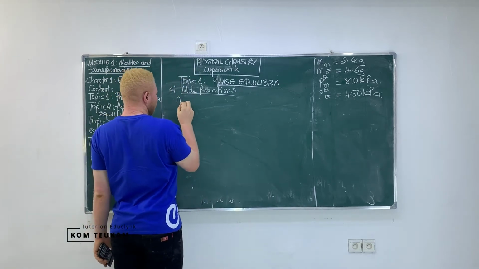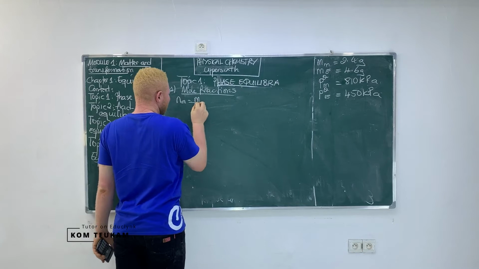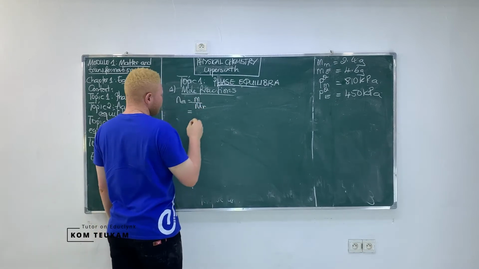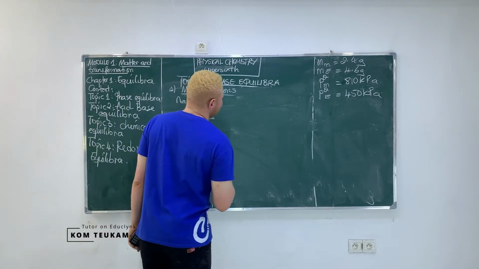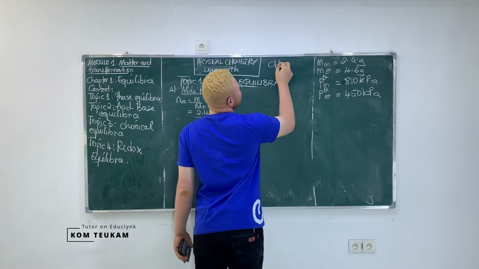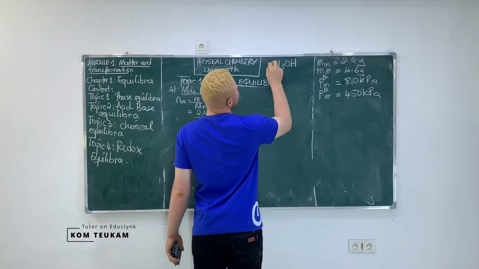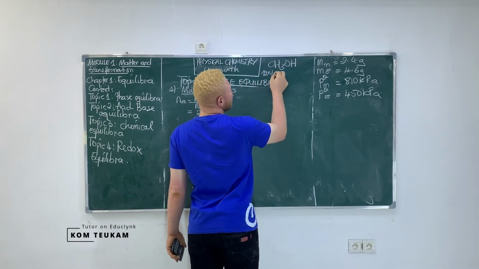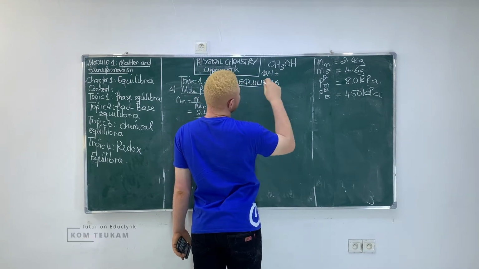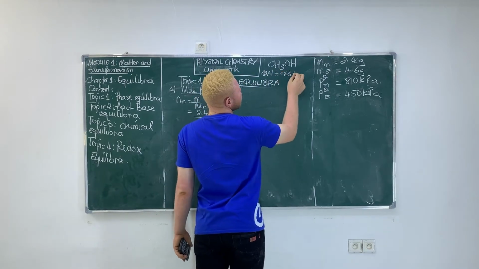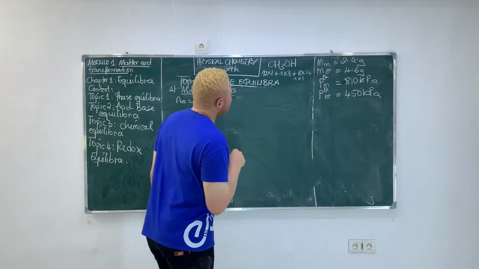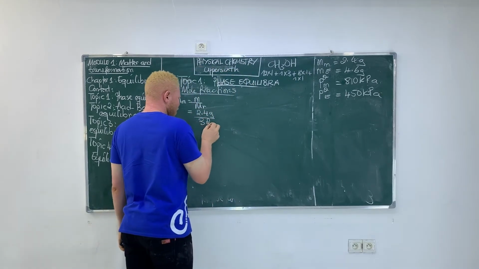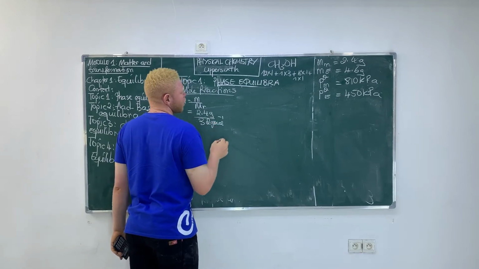Number of moles of methanol is given mass over the molar mass. Given mass is 2.4 gram. Molar mass for methanol: methanol is CH3OH. The carbon is 12 times 1, plus hydrogen is 1 times 3, plus 16 oxygen times 1, plus hydrogen 1 times 1. So for methanol, we have 32 gram per mole.